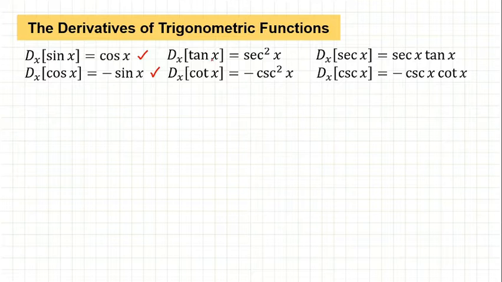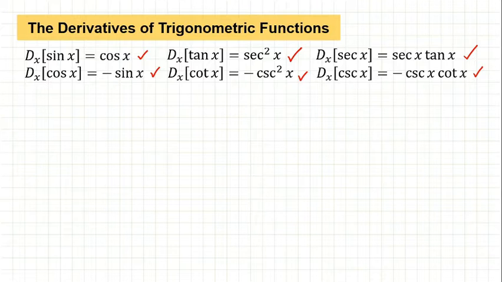The derivative of tangent x is secant squared x. The derivative of cotangent x is negative cosecant squared x. The derivative of secant x is equal to secant x tangent x. And the derivative of cosecant x is equal to negative cosecant x cotangent x. So, ito yung anim na formulas or derivatives ng trigonometric functions. So, just remember the following formulas.